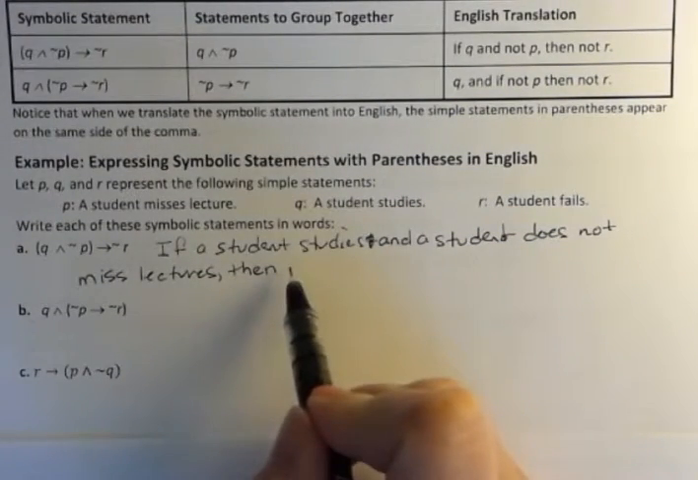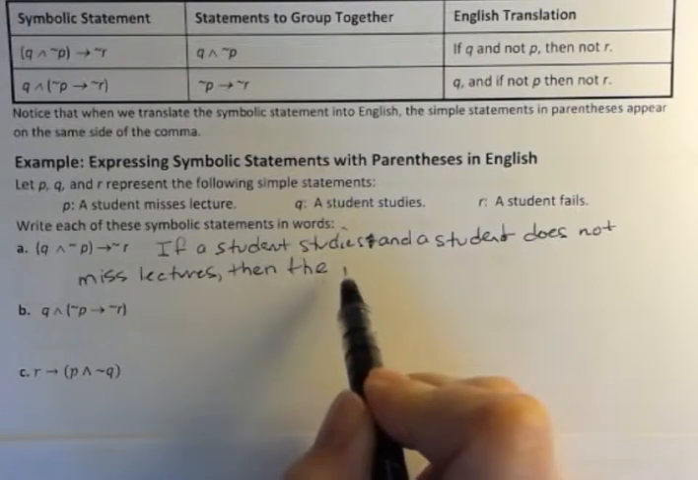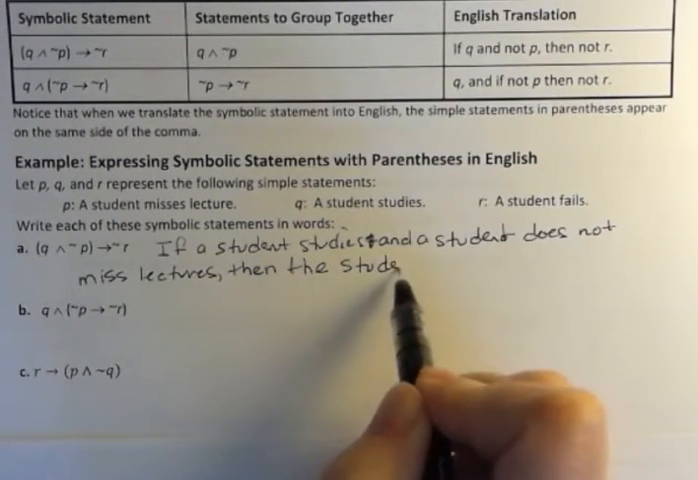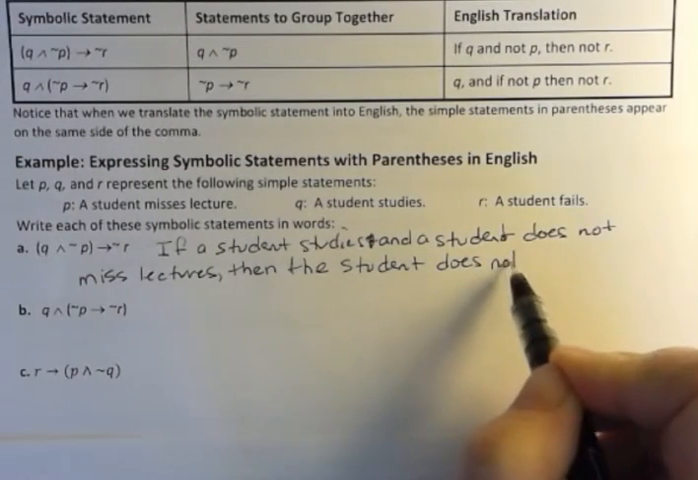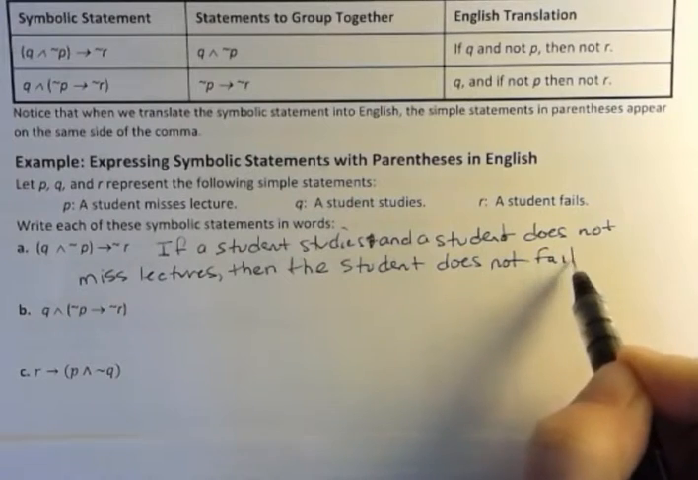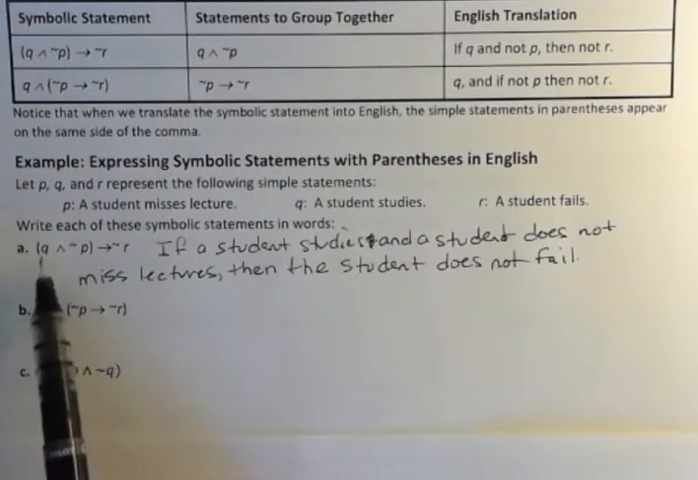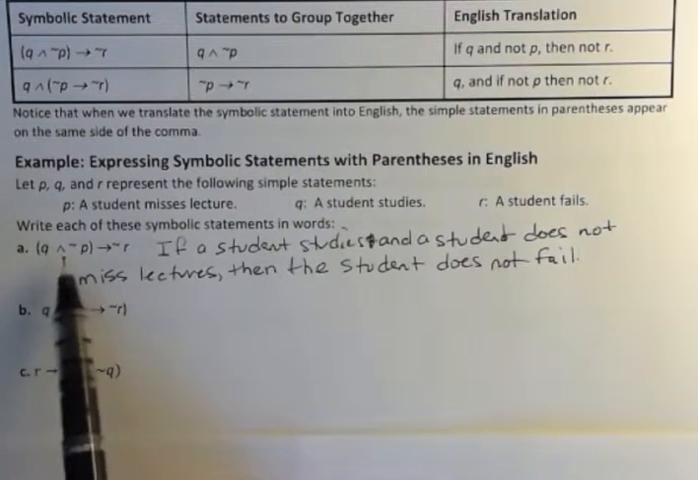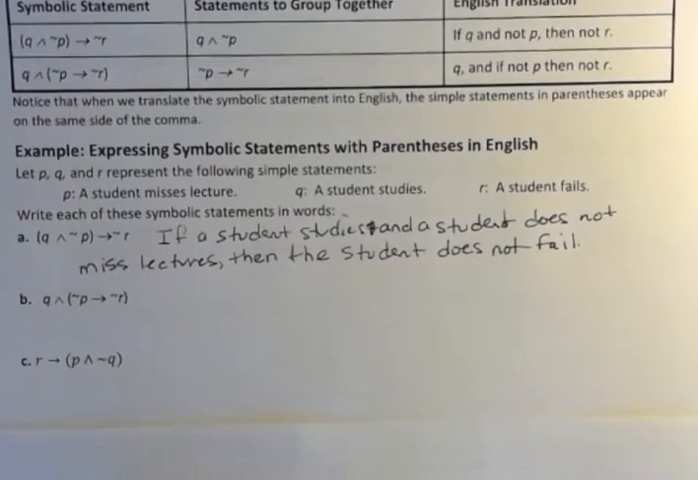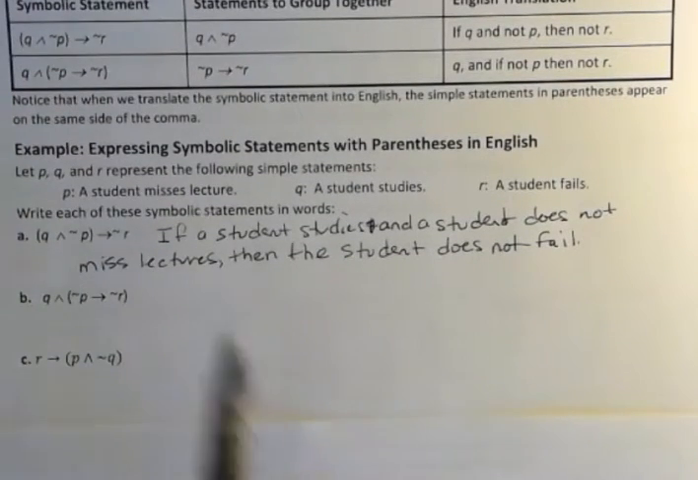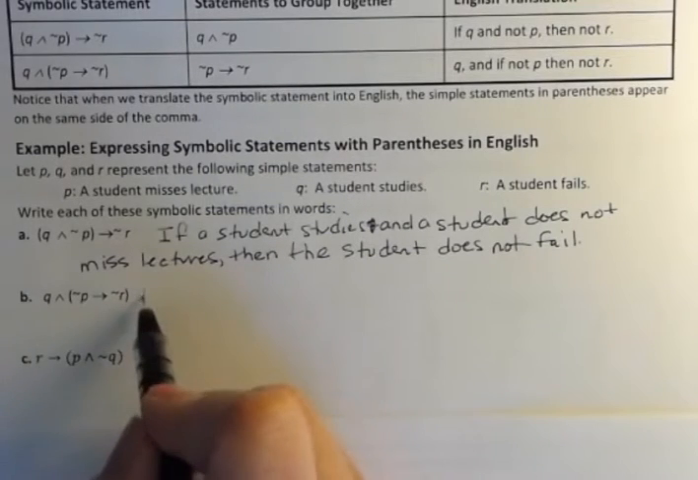Then the student does not fail. So they have to do these two things. They can't miss lecture, and they have to study. And if they do those two things, then they won't fail. Does that make sense? On the other hand, Q and so on. Q is a student studies.